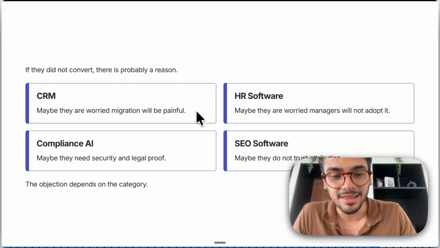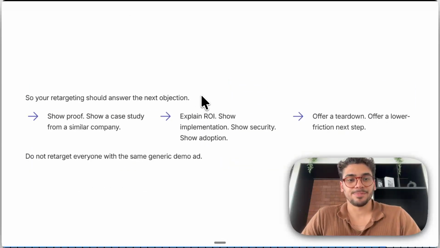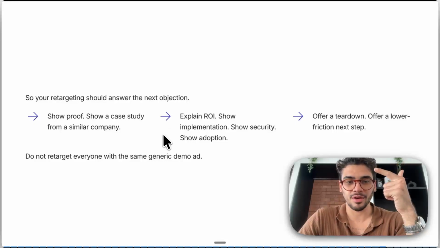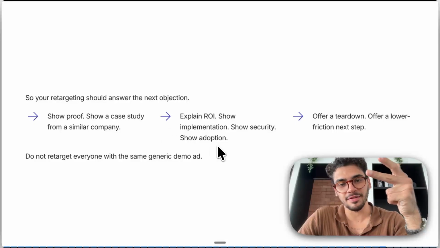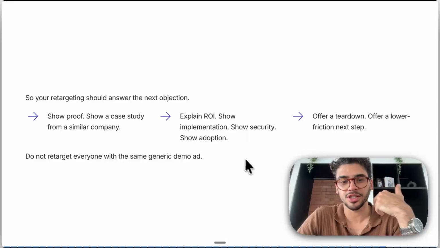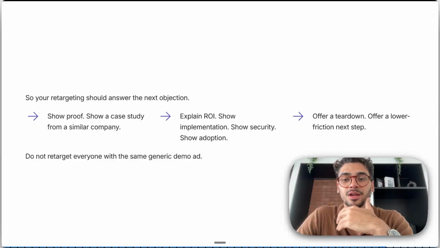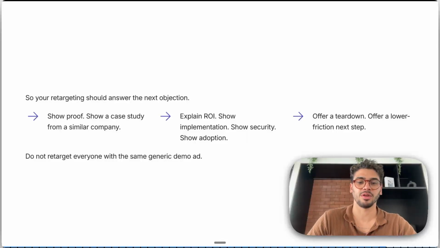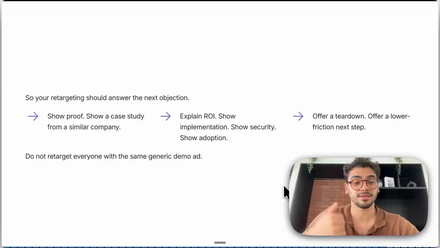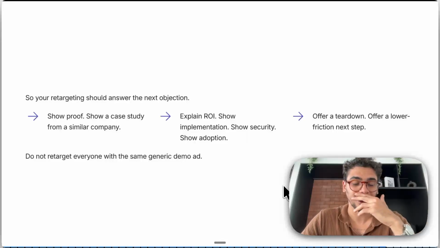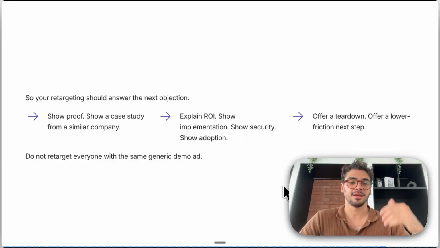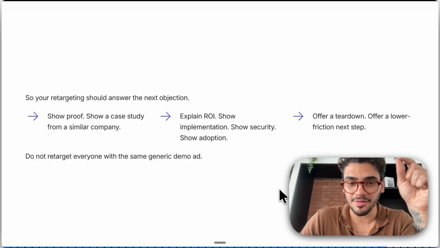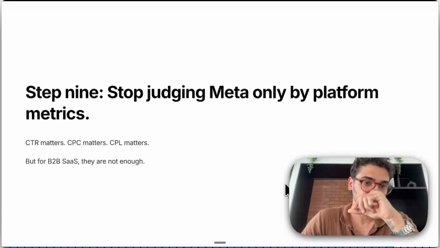So the objection depends on the category again. Your retargeting should answer the next objection. Show proof, show a case study from a similar company, explain return on investment, show implementation, show security, show adoption, offer a teardown, offer a lower friction next step. You need to handle their common objections with your retargeting, okay? So think about it, write down your specific case and be very specific here, because that's how you get leverage from your ads, okay? Do not retarget everyone with the same generic demo ad, okay?